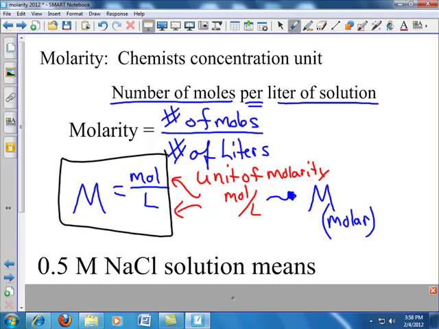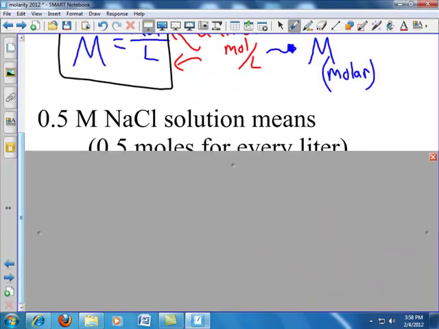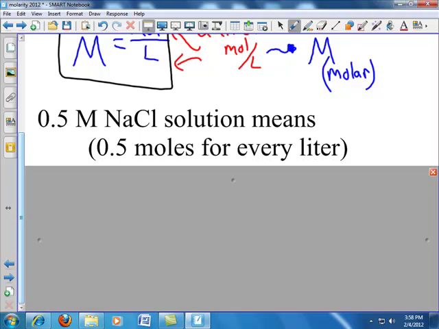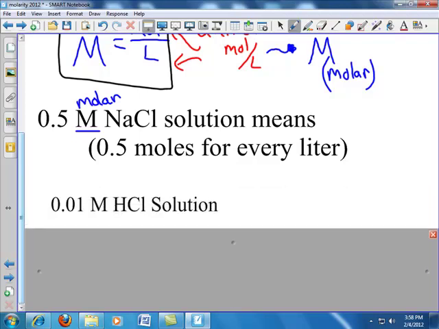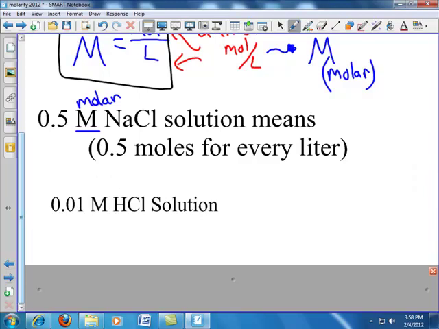Okay? And now, what does that mean exactly? Well, what that means is I have 0.5 moles for every liter. And actually, going back to this, the way I would read this is a 0.5 molar NaCl solution. So I have 0.5 moles for every liter. Okay? If I had a 0.01 molar HCl solution, that would mean I have 0.01 moles for every liter.